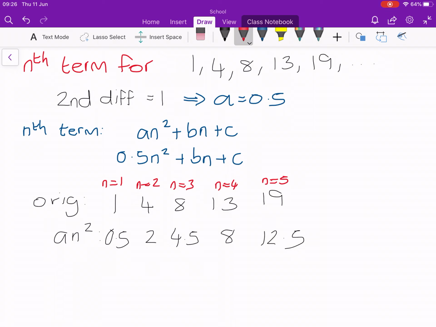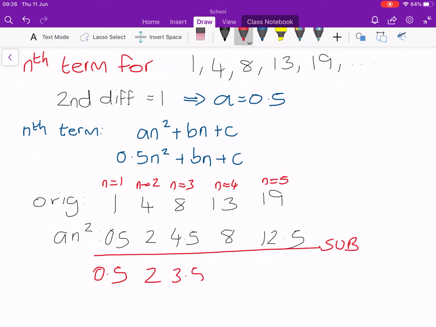What you're now going to do is take that away, so you're going to subtract and get whatever's left. It's simply 1 minus 0.5, so 0.5; 4 minus 2, so 2; 8 minus 4.5, so 3.5; 13 minus 8, which is 5; and 19 minus 12.5, which is 6.5. So now you've taken the an squared sequence away from the original sequence to get a new list of numbers.